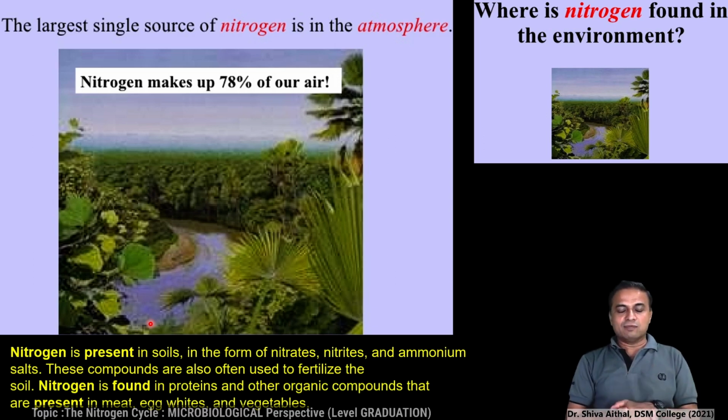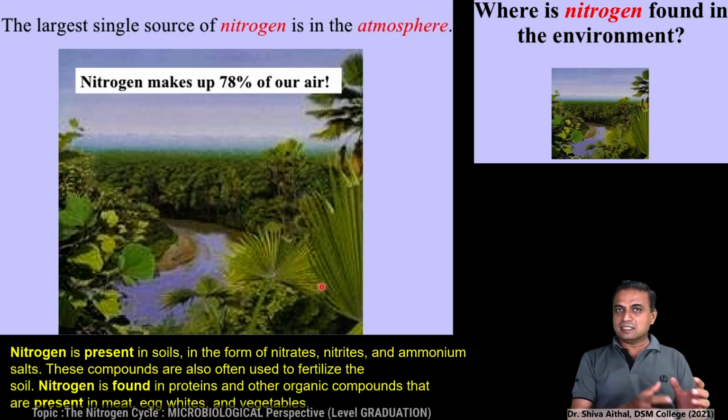Later on, in the second part of this lecture, we will see the 5 steps which form this nitrogen cycle. So let's begin with the question, where is nitrogen found in the environment? The largest single source of nitrogen is the atmosphere. It makes up 78% of our air. Apart from this, nitrogen is present in soil in the form of nitrites, nitrates, ammonium salts, etc. These compounds are also used as fertilizers to fertilize the soil so that the plants can take them up.